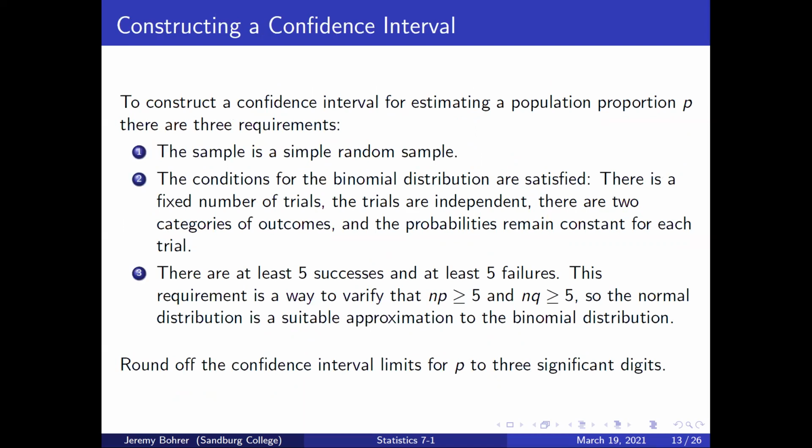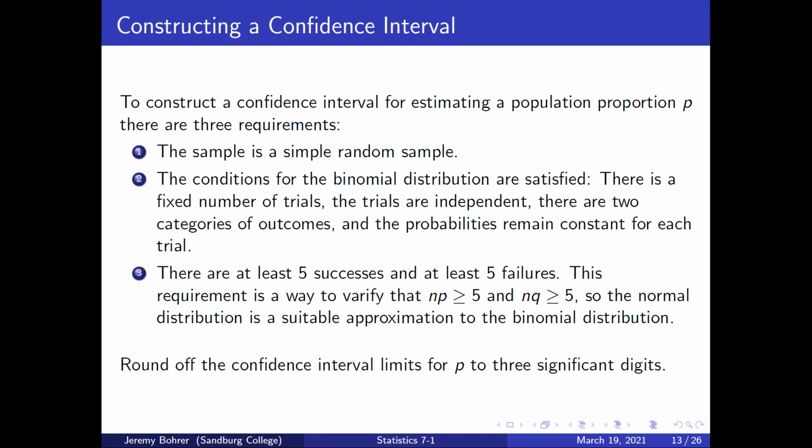To construct a confidence interval for estimating a population proportion p, there are 3 requirements. First, the sample is a simple random sample. Second, the conditions for the binomial distribution are satisfied. There is a fixed number of trials. The trials are independent. There are 2 categories of outcomes, and the probabilities remain constant for each trial.